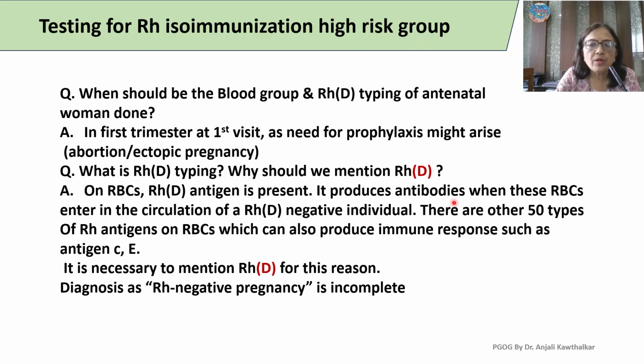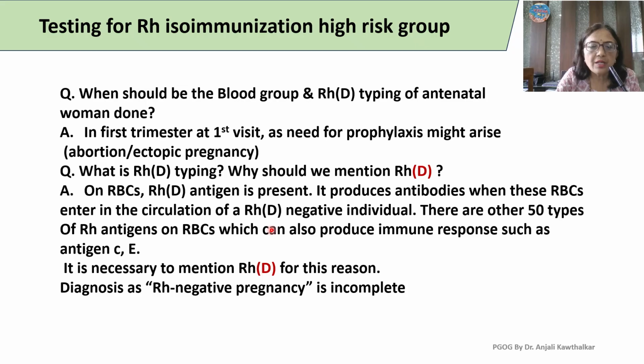It produces antibodies when these RBCs enter into the circulation of an RHD negative individual. There are other 50 types of Rh antigens on RBCs, which can also produce an immune response, such as antigen C, small c, or capital E with C. It is necessary to mention RHD for this reason. So it is not always only D.